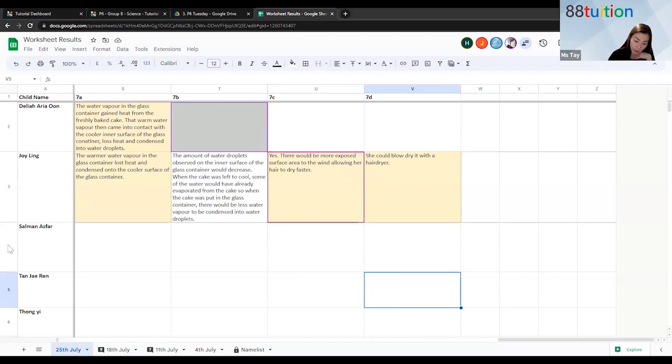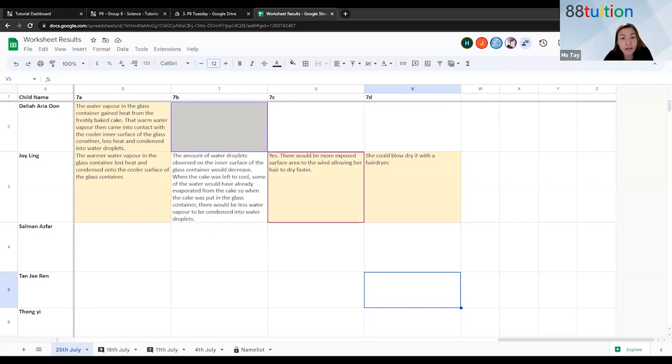After it's cooled down, if you were to look back at just now, that question, right? Just now we said that it's very hot, so a lot of warm water vapor. Now, is it hot? It is not that hot anymore. So what will happen? There should be lesser water droplets observed on the inner glass surface. How do you explain this? Okay, this part here, you see, some of the water would have evaporated from the cake, so less water vapor could condense.